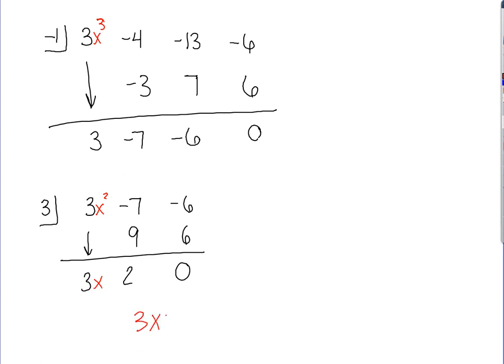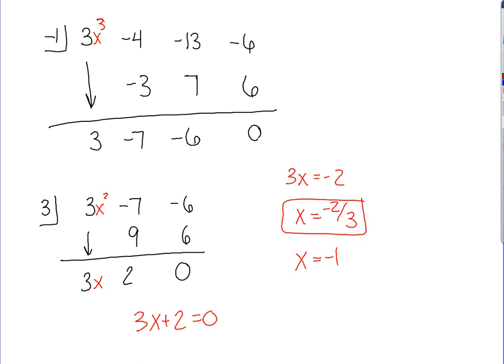So we're left with 3x plus 2 is equal to 0. So now we can find our last zero. We're going to subtract the 2. Divide both sides by 3. And we have an x value of negative 2/3. So we have x is equal to negative 2/3, x is equal to negative 1, and x is equal to 3. Those are our 3 zeros of our function.